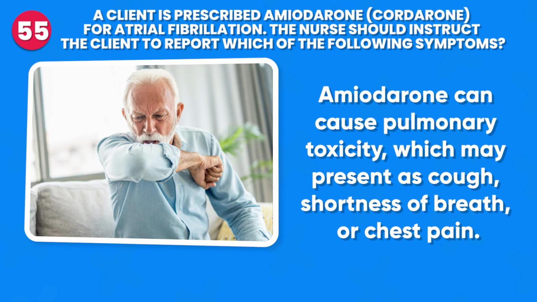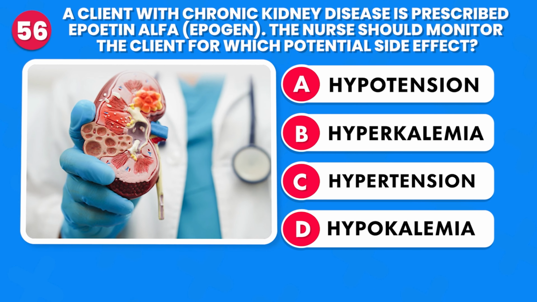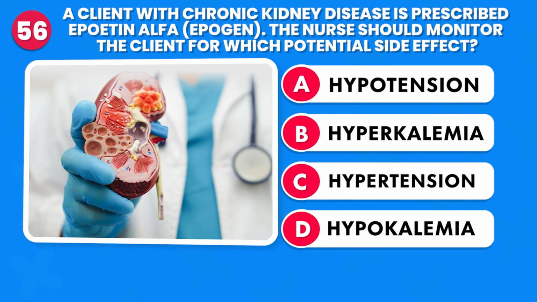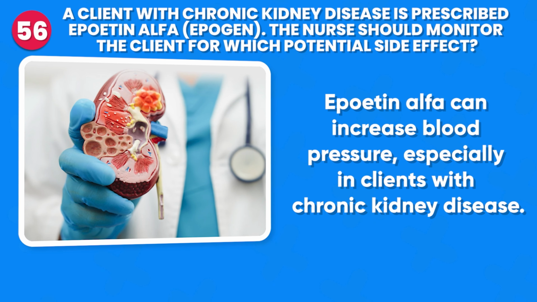A client with chronic kidney disease is prescribed epoetin alfa, Epogen. The nurse should monitor the client for potential side effects. A. Hypotension. B. Hyperkalemia. C. Hypertension. D. Hypokalemia. It's C. Hypertension. Epoetin alfa can increase blood pressure, especially in clients with chronic kidney disease.